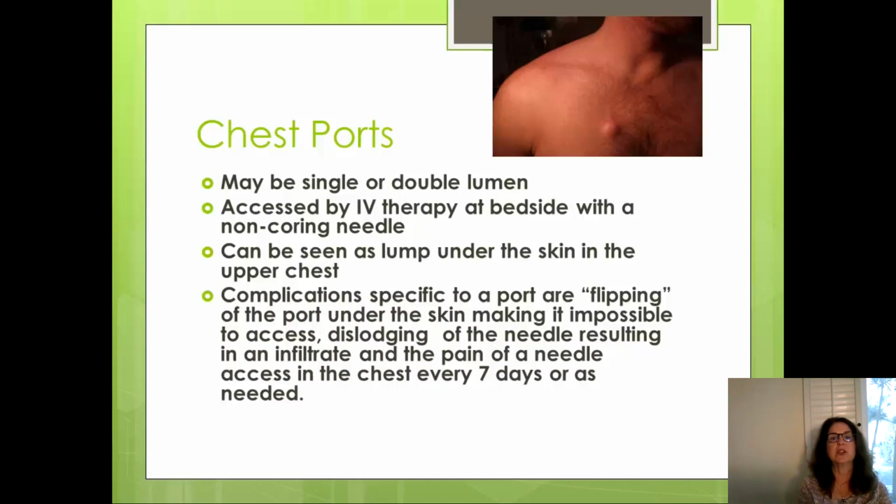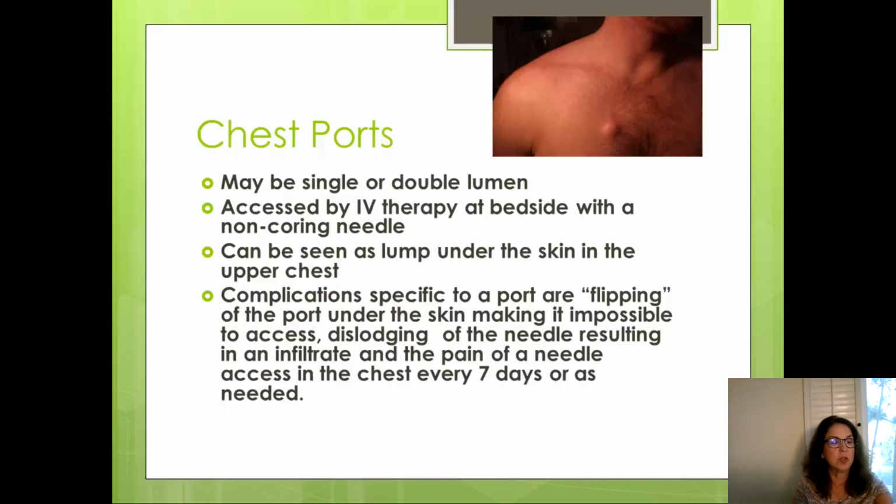Now, there are complications. Specific to a port, it can flip underneath the skin. It's possible, and then of course you can't access it because you're just banging on the stainless steel on the bottom side. The needle can dislodge, resulting in an infiltration and the pain of a needle access. Certainly you're puncturing through the skin occasionally when you go in, every 7 days or so as needed if you're changing out the needle. So you're still getting stuck, whereas with a PICC line, the patient is just getting a plastic catheter.